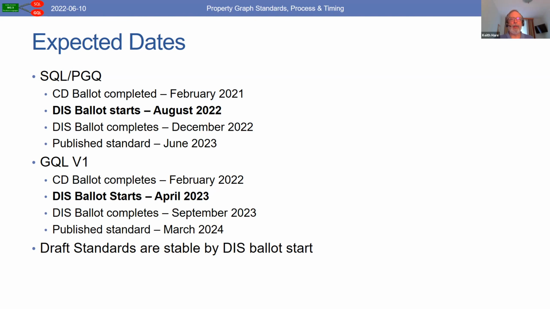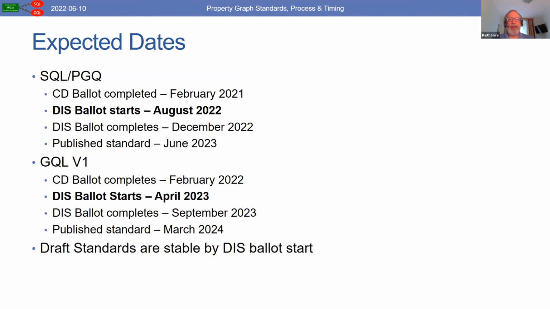For GQL, our current plan has the DIS ballot starting about the beginning of April, or maybe a week or two early, of 2023, which would have it completing in September, and have a published standard in 2024.